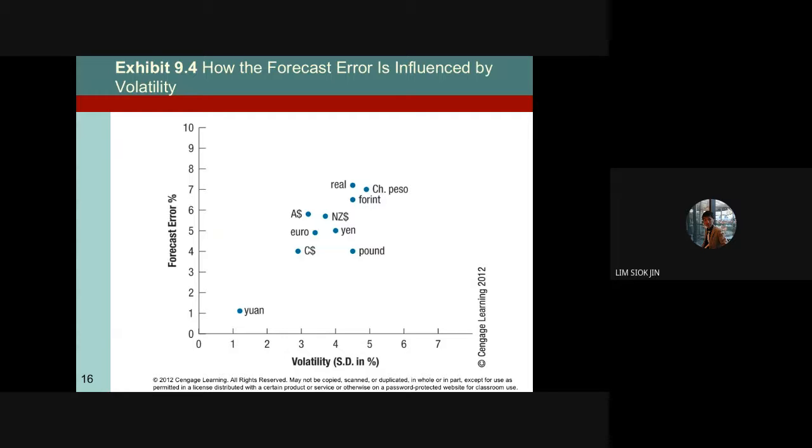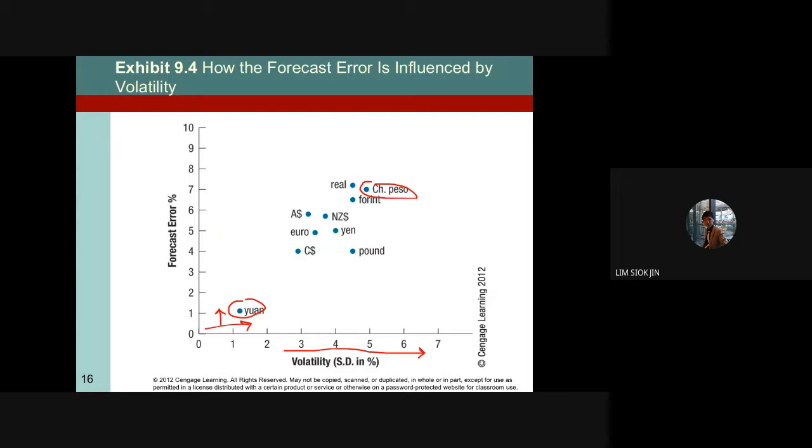If the currency is more volatile, the forecast error is more likely to be high, right? Because if the volatility is high, it can go up and down quite significantly, and therefore it's more difficult to predict. But the Chinese yuan, the volatility is considered the lowest. When the volatility is lowest, the forecast has only slight error. That is why a lot of firms like to manufacture or do business in China, because with that the cost of production can be properly forecasted.